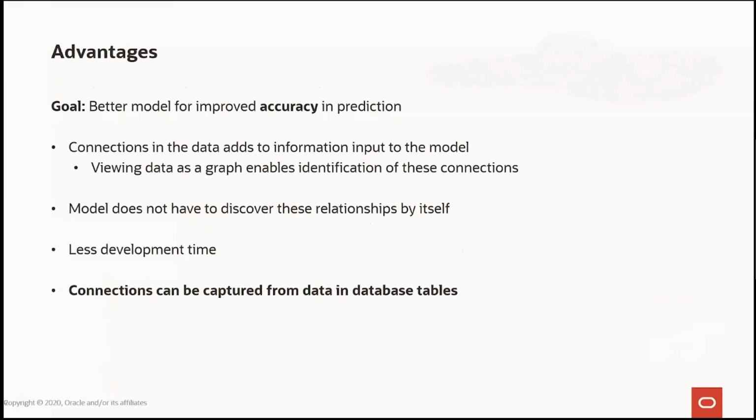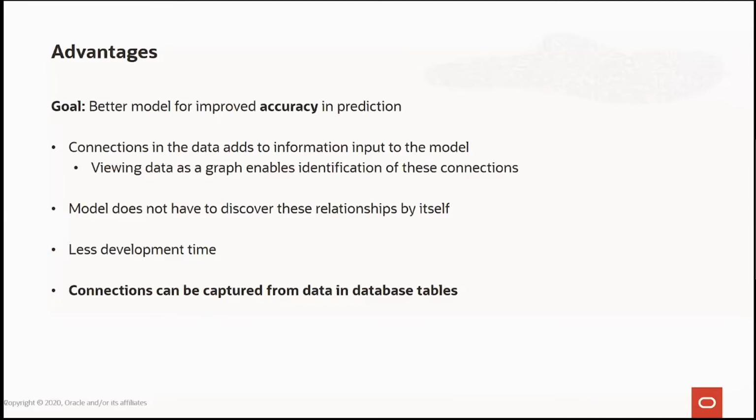So the goal of adding graphs to machine learning is to provide these connections in data as information that you're going to input to the model. And the model might have discovered these relationships by itself, the relationships between data entities. But if you're providing this data upfront to the model, that saves time when it comes to development of the model because there's more information available for the model.